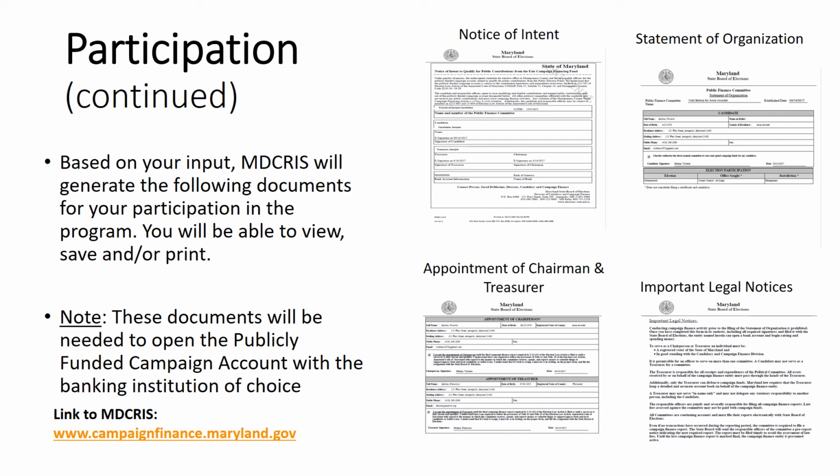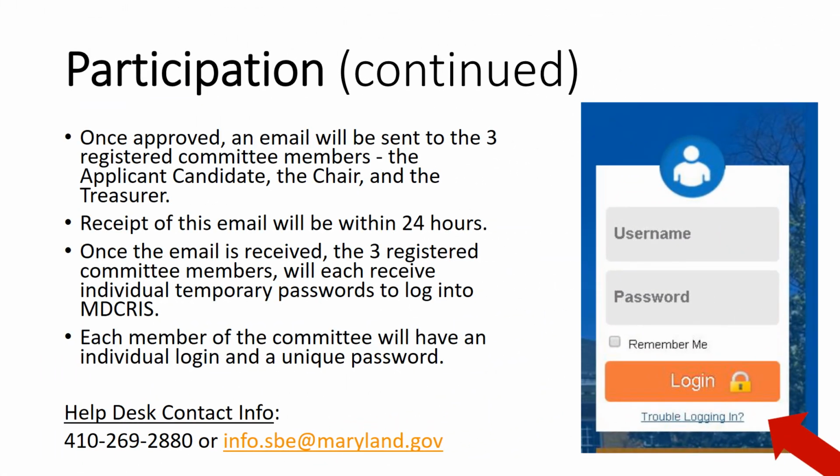The information requested only has to be entered once. Once approved by the State Board of Elections, an email will be sent to all committee members, the candidate, the chair, and the treasurer. Be sure to check your junk and/or spam folders to ensure that the State Board of Elections is a safe sender.